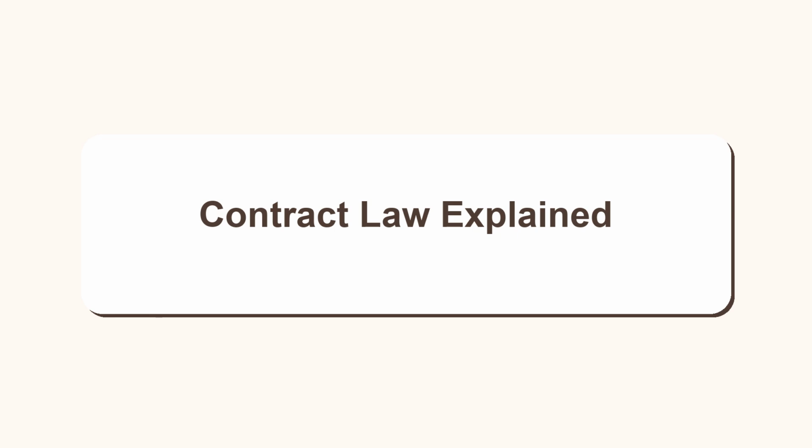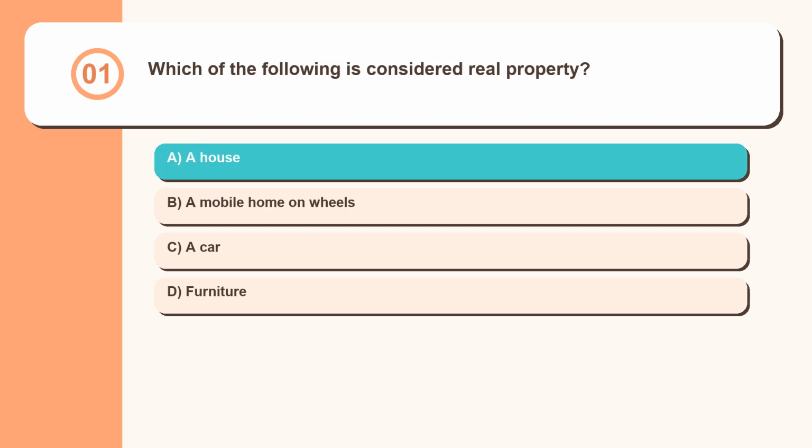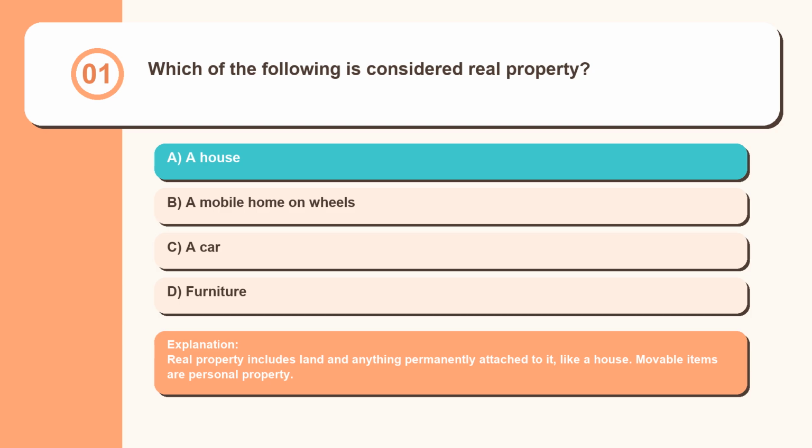Contract law explained. Question 1. Which of the following is considered real property? A house, a mobile home on wheels, a car, furniture. Real property includes land and anything permanently attached to it, like a house. Movable items are personal property.